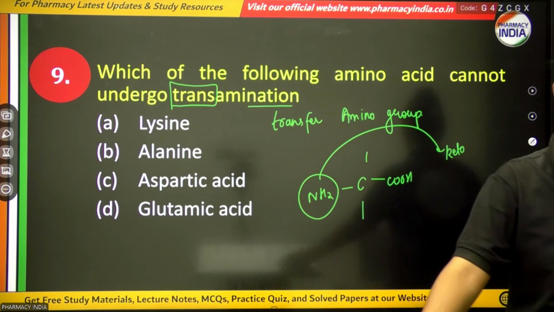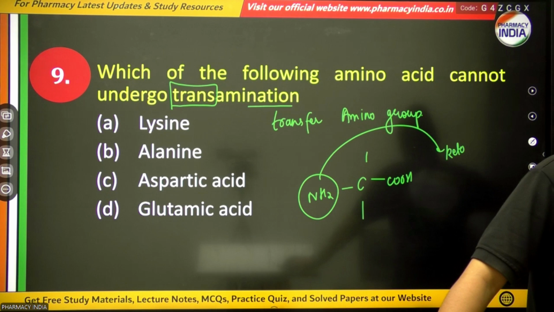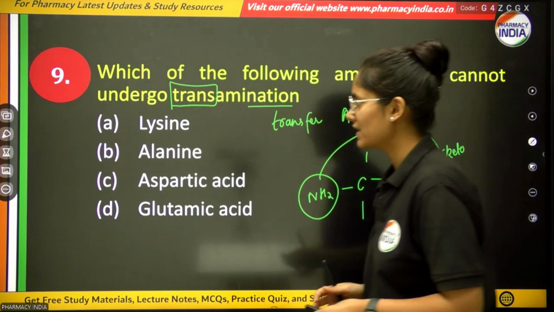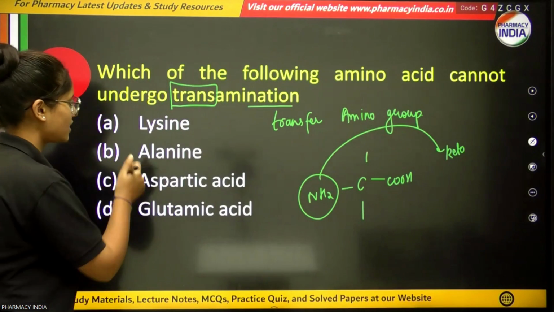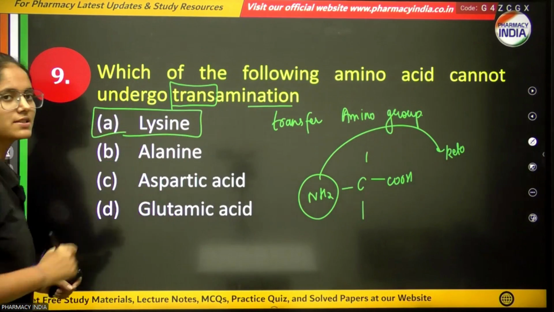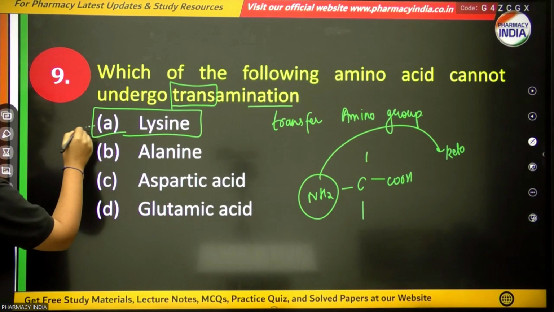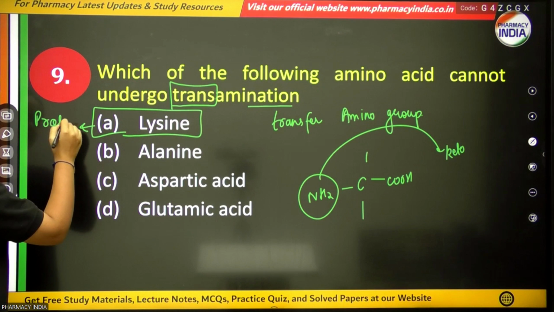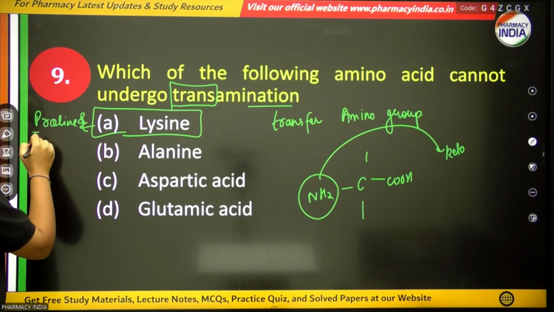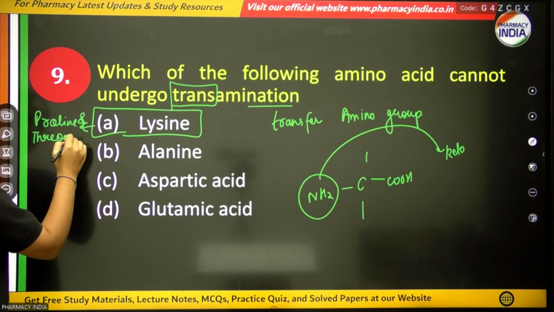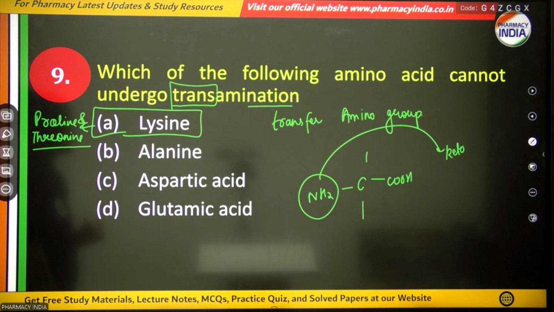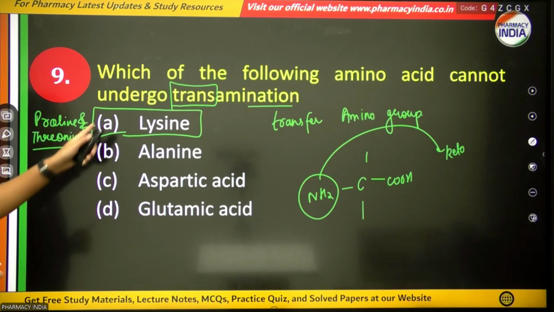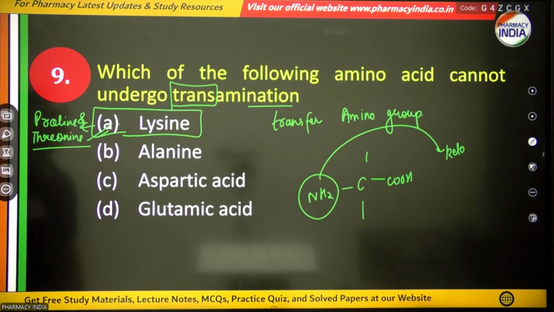But question is asking which amino acid cannot undergo transamination? So from the given options, lysine is that amino acid which does not undergo transamination. Along with lysine, proline and threonine are also amino acids which do not undergo transamination. Clear? So the correct option will be lysine. Just mark it. Next question.